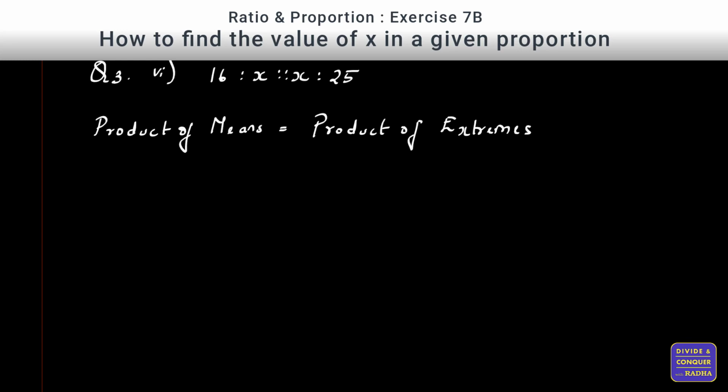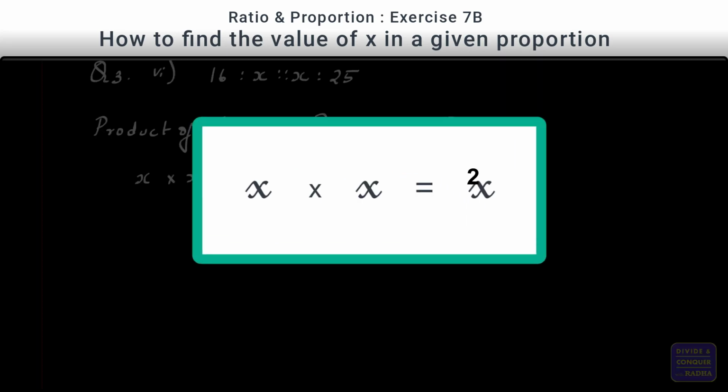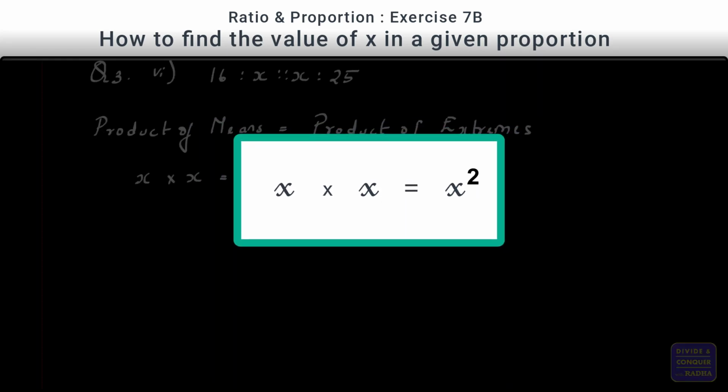Now, if you look at it carefully, x is in the mean position. We are going to take product of means is equal to product of extremes. So x into x is equal to 16 into 25. So x into x is equal to x squared. How did I get x squared? Whenever a variable is written, the power of the variable, if it's not specified, is assumed to be 1. So when we multiply the variables, their powers get added. x into x is not 2x, that is addition. But here we are multiplying both the variables. So x into x is equal to x squared. Remember, when you multiply the variables, you need to add their powers. If the powers are not given, we assume it to be 1.